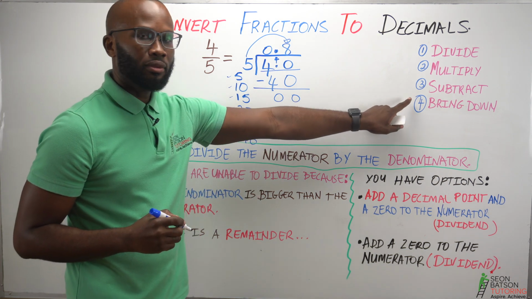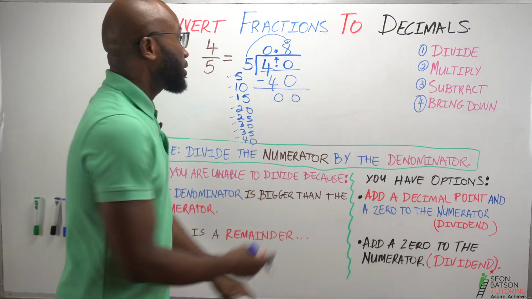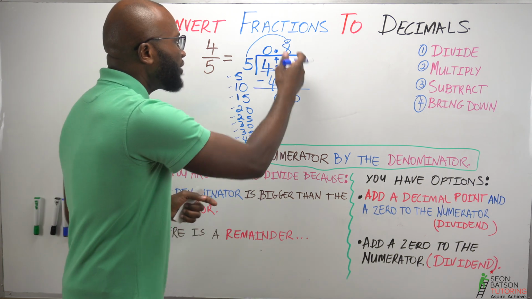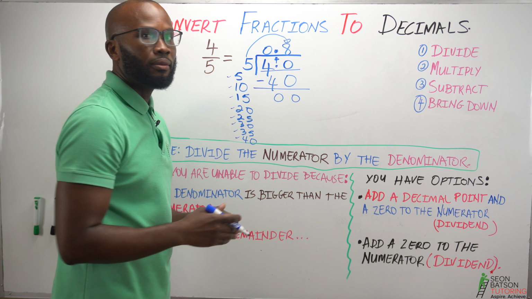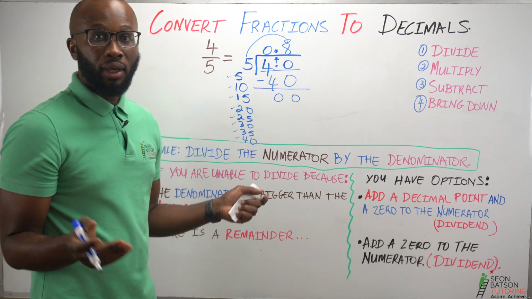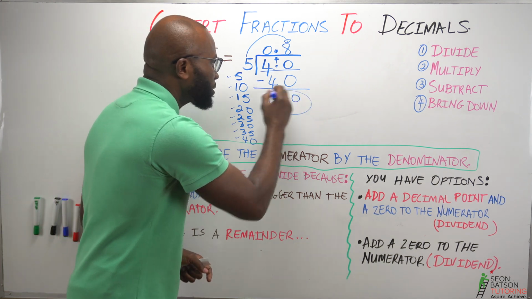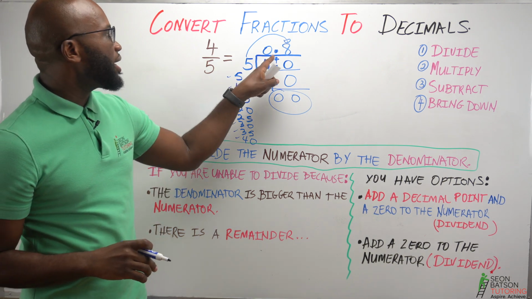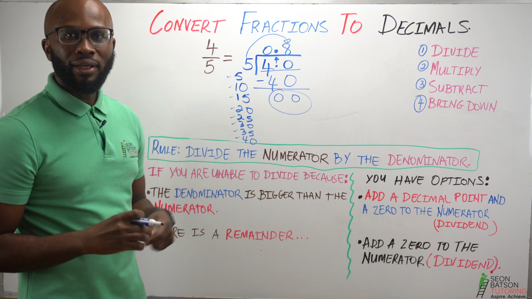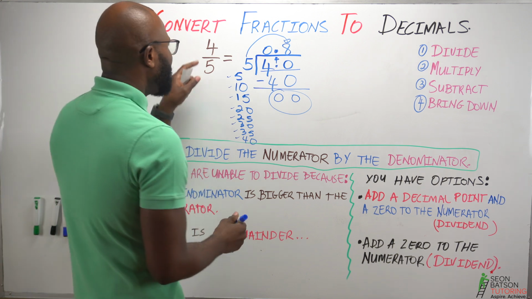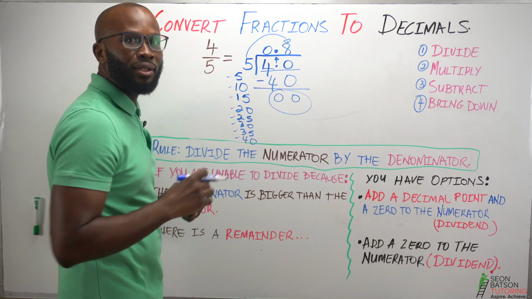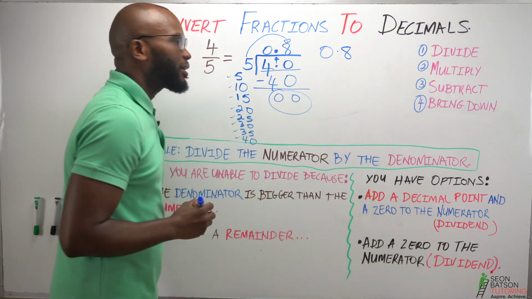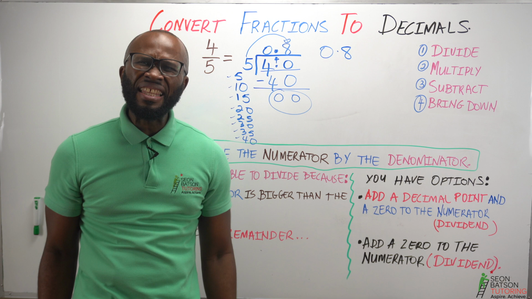After we subtract, we're supposed to bring down the next number that's in the numerator, or the next number that's in the dividend. But we have no more numbers to bring down here. So we are done. Also, if you see, our remainder is 0. So we're definitely done. Yes? So our answer is 0.8, or 8 tenths. So 4/5 converted to a decimal is 0.8, or 8 tenths.